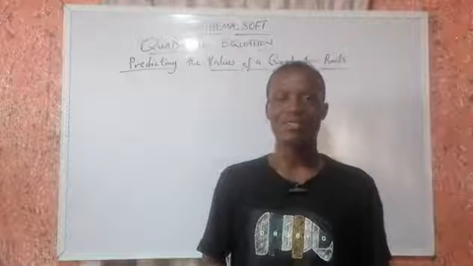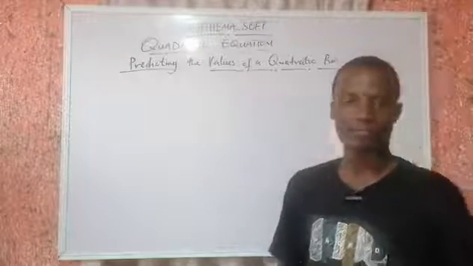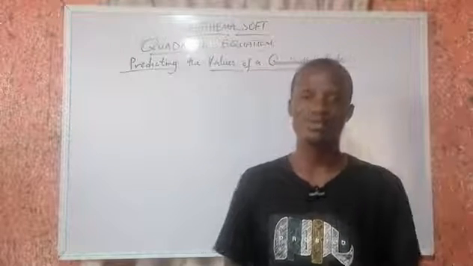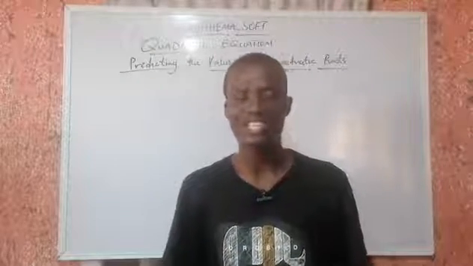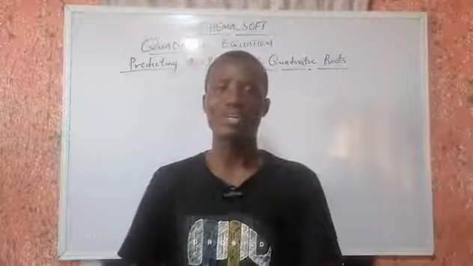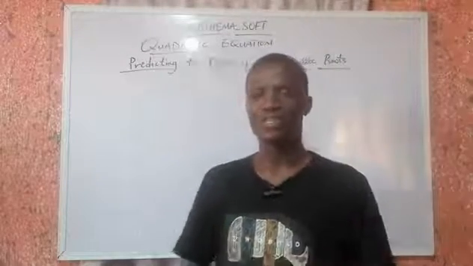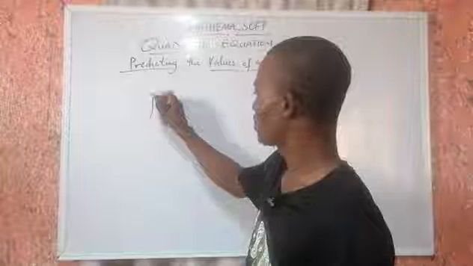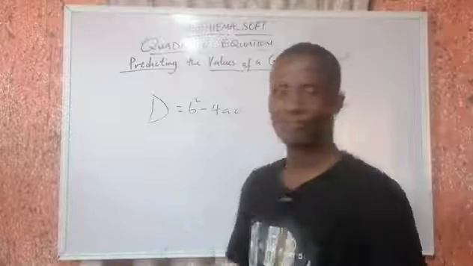In today's class, we'll be looking at predicting the values of a quadratic root. In the previous class, we discussed the nature of a quadratic root. That is, will the roots be imaginary or real, equal or unequal? And we were able to do that using our discriminant, which is represented as what? D of the values b squared minus 4ac.